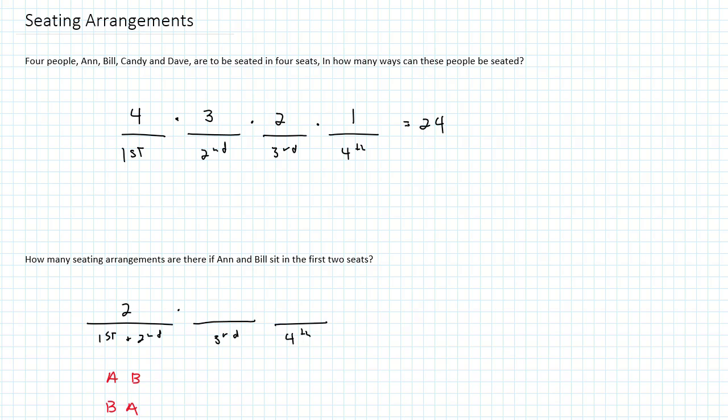Now, once we've decided that it's either Ann and Bill or Bill and Ann, then how many possibilities are there for the third seat? And now, since we've already seated Ann and Bill in the first 2 seats, then the third seat is either going to be Candy or Dave, so there's 2 possibilities there. Now I've got people in 3 of the seats, so now for the fourth seat, there's only 1 person to choose from. So 2 times 2 times 1 gives us 4. So there's 4 ways that we can go ahead and put Ann and Bill in the first 2 seats, and then basically Candy and Dave in the second 2 seats.